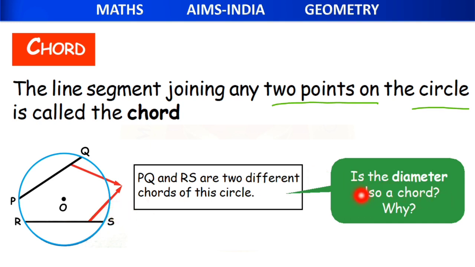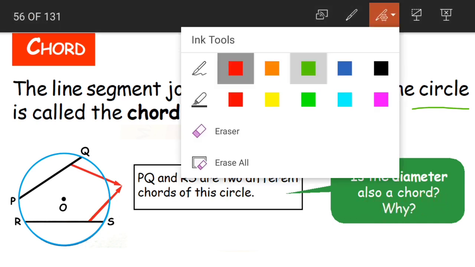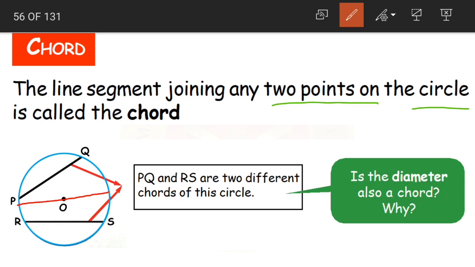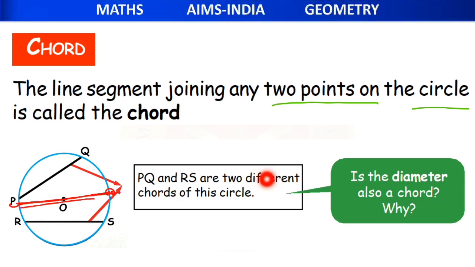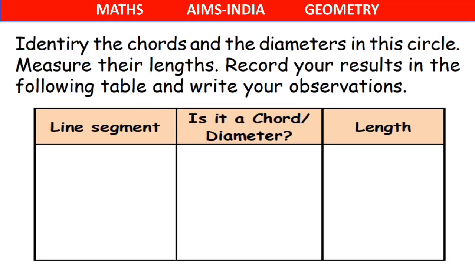Now look at the question here. Is the diameter also a chord? Why? Yes, diameter is also a chord. Why? Because it is also joining 2 points on the circle. The only difference is that diameter is a special type of chord that passes through the center of the circle.